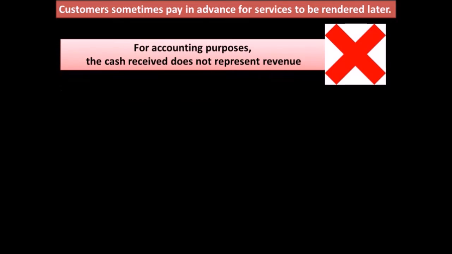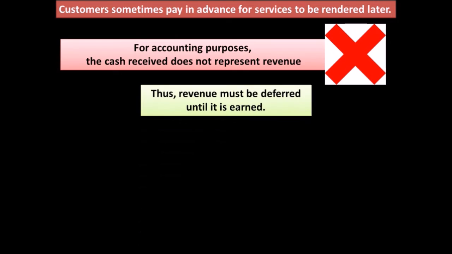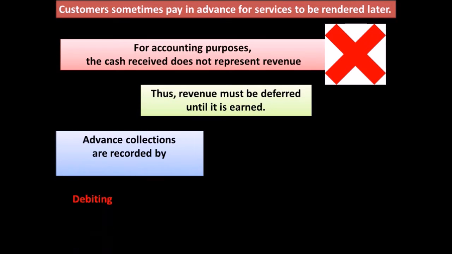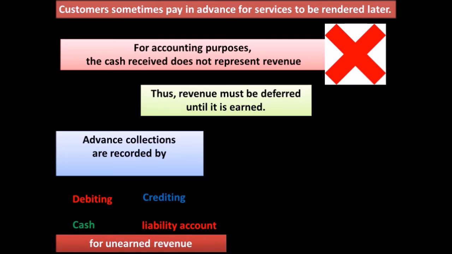Customers sometimes pay in advance for services to be rendered in a later accounting phase. For accounting purposes, the cash received does not represent value until it has been earned. Thus, the recognition of revenue must be deferred until it is earned. Advance collections from customers are recorded by debiting cash and crediting a liability account for unearned revenue.